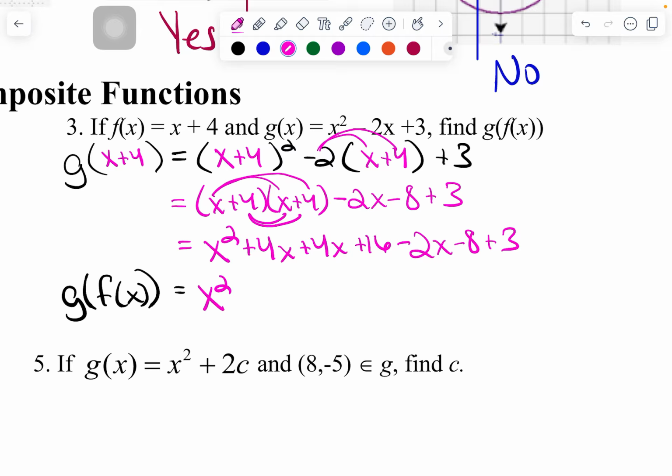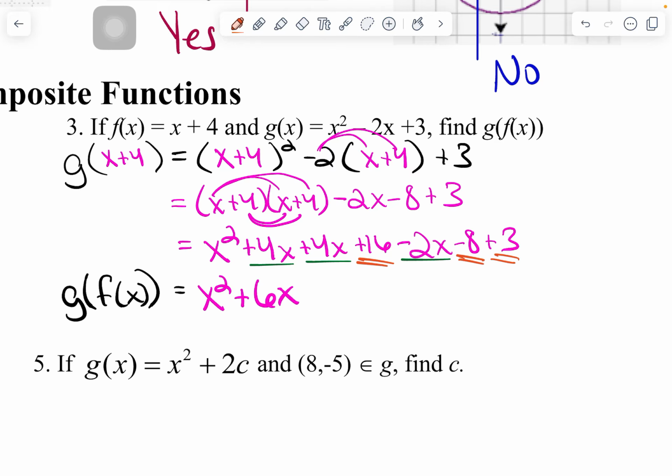So x squared is like to nothing else in this problem. I've got 4x plus 4x minus 2x. So 4 plus 4, 8 minus 2 is going to be positive 6x. And then let's see, I've got positive 16 minus 8. So that's going to be 8. 8 plus 3 does not make pink. 8 plus 3 makes 11.